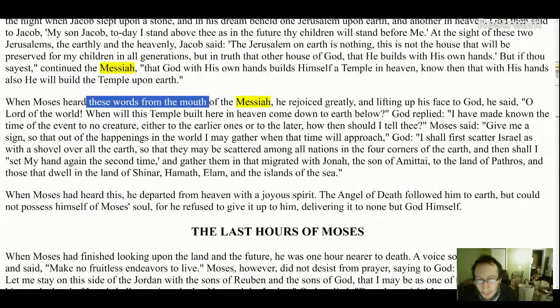When Moses heard these words from the mouth of the Messiah, he rejoiced greatly. And lifting up his face to God, he said, O Lord of the world, when will this temple built here in heaven come down to earth below?